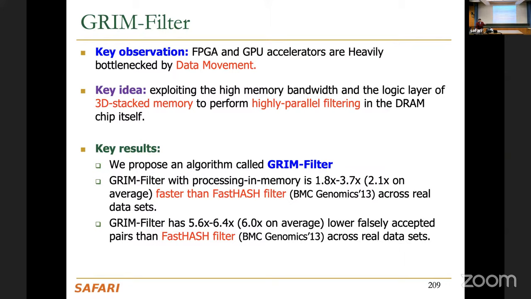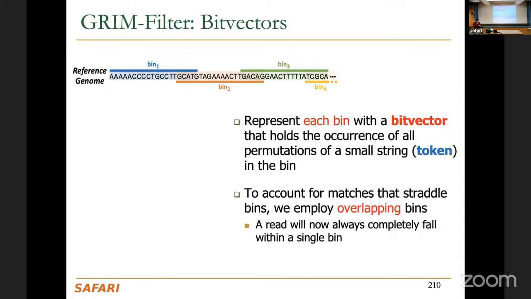So I'm going to describe how GRIM-Filter works. Assume that this is your reference genome, right?